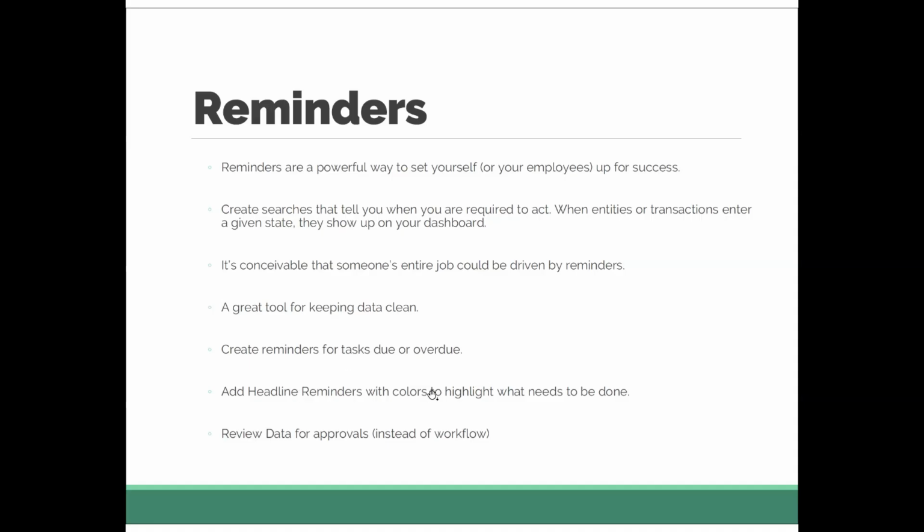You can make them headline with colors so that they're very bright and show you exactly what needs attention. You can also review data for approvals instead of using a workflow. Workflows will send an email, but you could also set that up to be on your dashboard. Or there are times when you would like something to post, but you want someone to review it after it posts and put a little checkbox on it to say that they reviewed it. So you don't want to stop something from happening, but you want someone to review it. You could use a reminder for that.